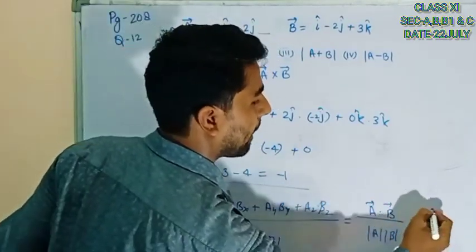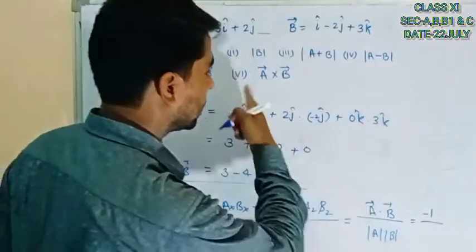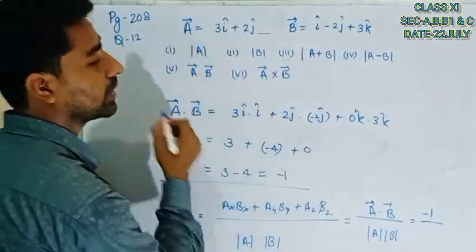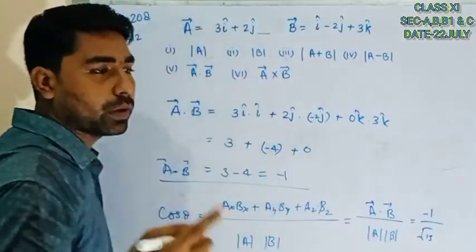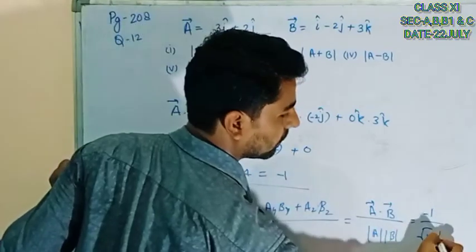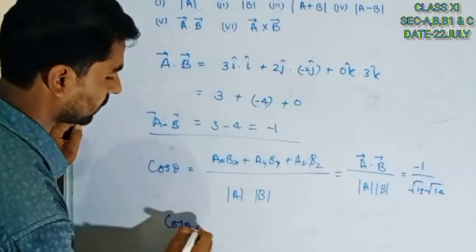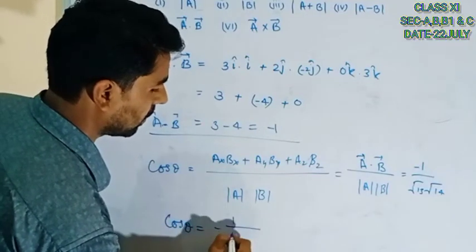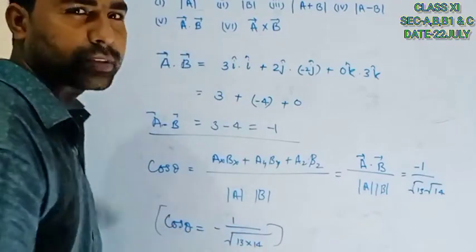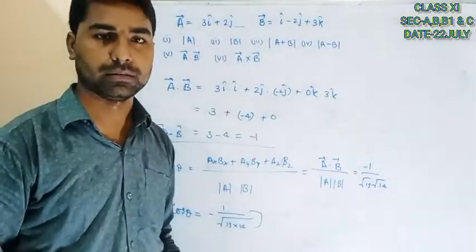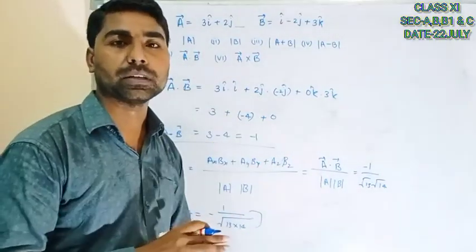Writing clearly. What is the magnitude of A, if you remember? That was just a few seconds ago. The value of mod A we had calculated is root 13, and mod of B I told you to solve; I have seen the answer, that is root 14. So cos theta is equal to minus 1 over under root 13 cross 14. On solving this, use a scientific calculator to get the exact value of the angle. So in this way dot product is over.